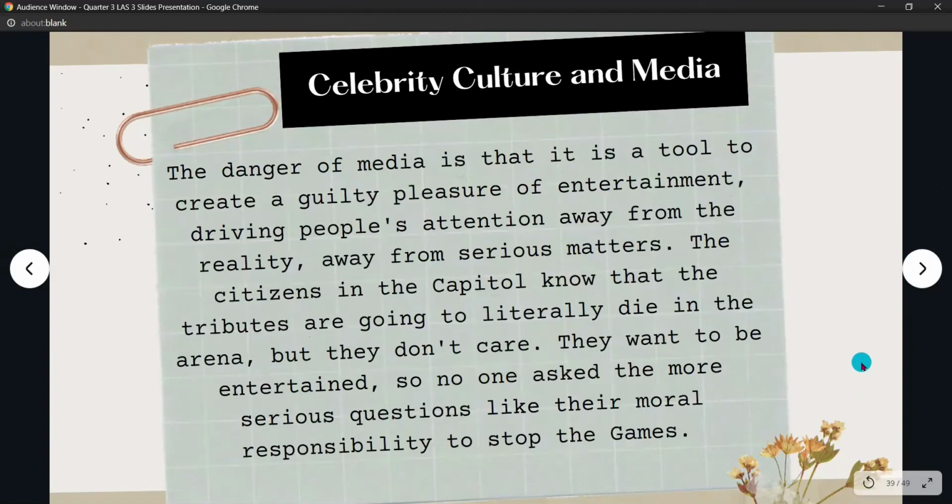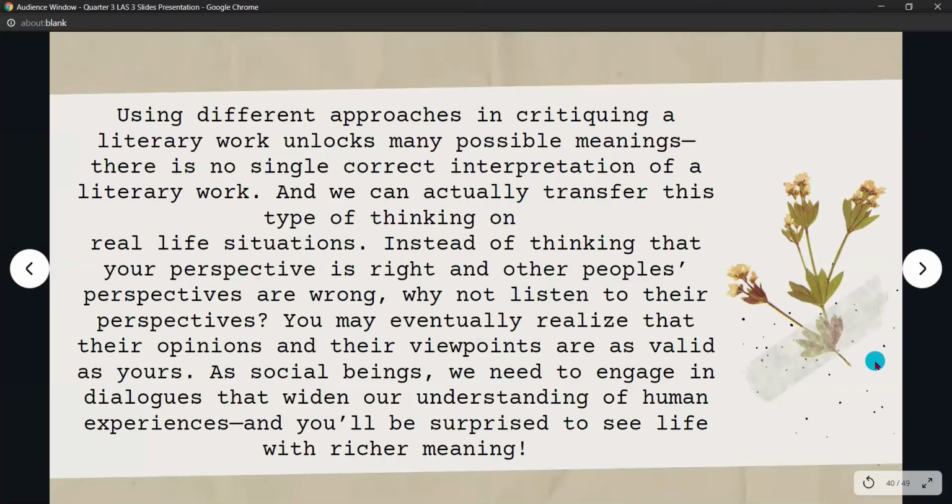The danger of media is that it is a tool to create the guilty pleasure of entertainment, driving people's attention away from reality, away from serious matters. The citizens in the Capitol know that the tributes are going to literally die in the arena, but they don't care. They want to be entertained, so no one asks the more serious questions, like their moral responsibility to stop the games. Using different approaches in critiquing a literary work unlocks many possible meanings.